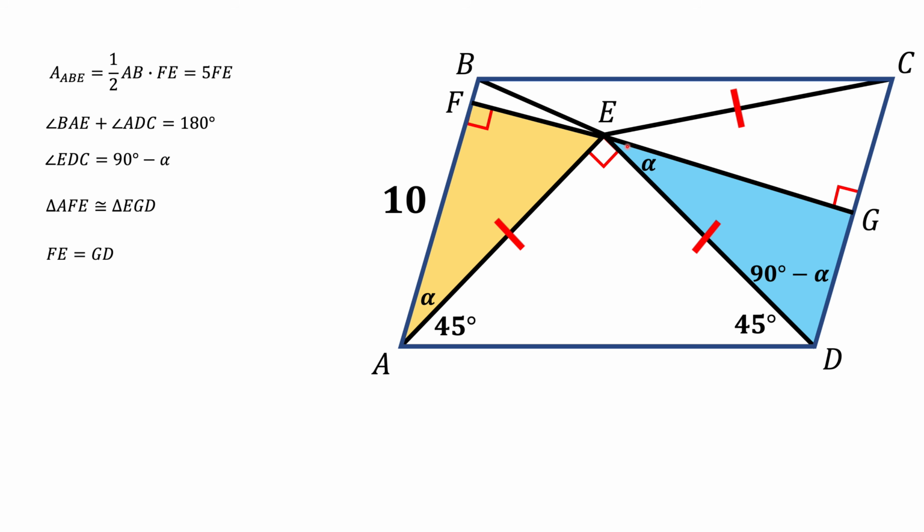And now remember that EG was the altitude in the isosceles triangle DEC. And altitude in this case is also a side bisector. So point G splits side CD in half. And therefore GD should be half of CD, and that will be equal to 5. And now we simply substitute FE into this formula, and we get that the area of this triangle ABE is 25.